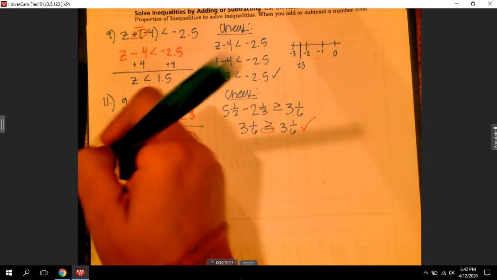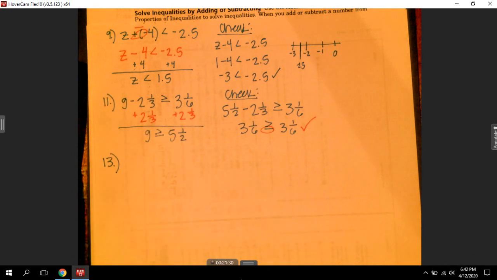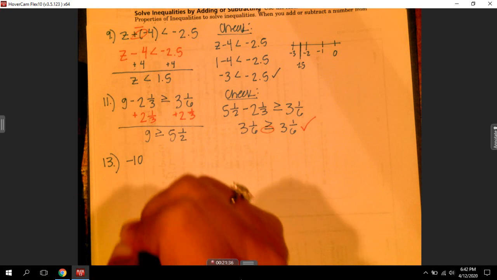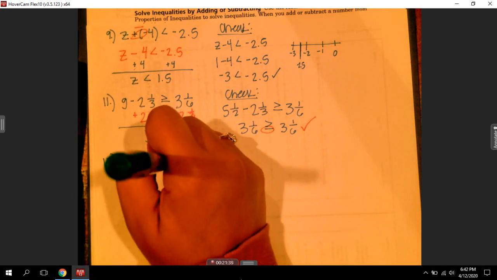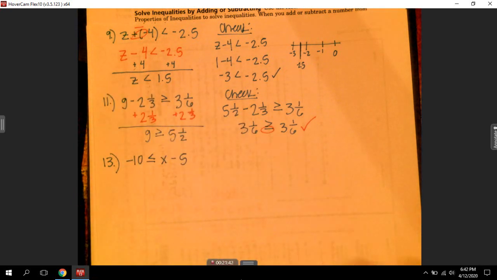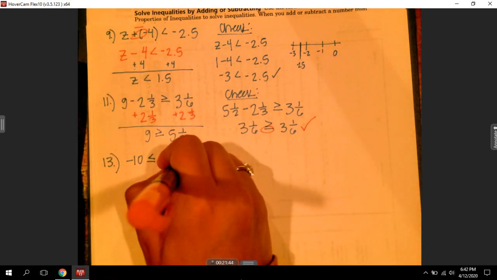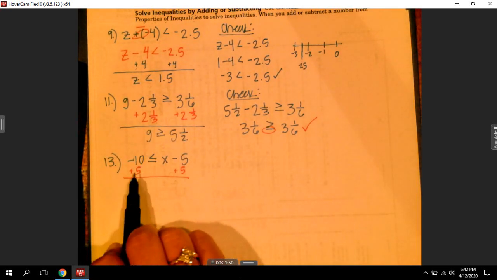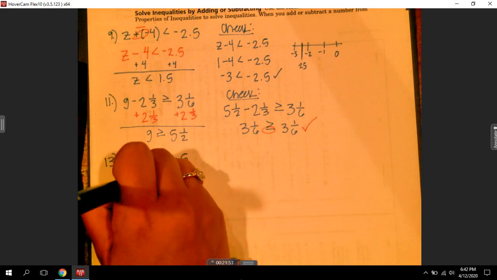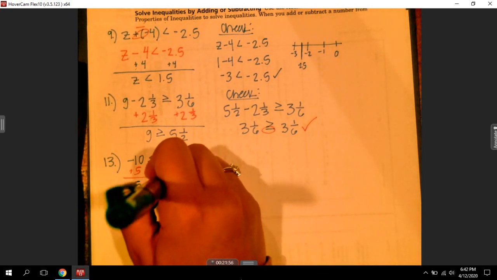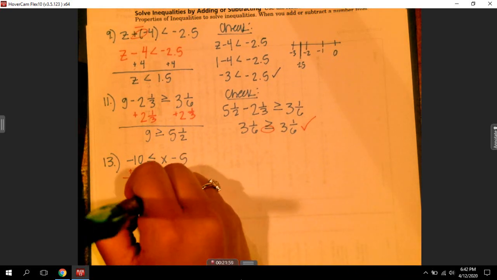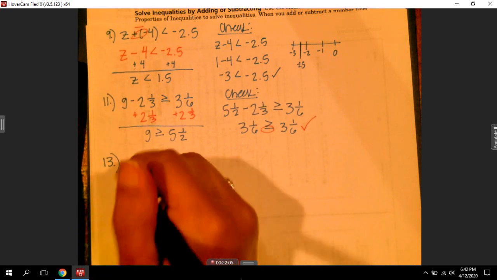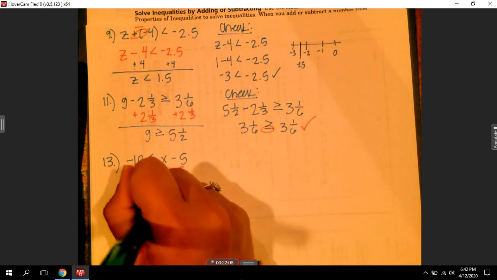All right. Number 13. We've got negative 10 is less than or equal to x minus 5. Okay. So to solve for x, that means I'm going to be adding 5 to both sides. So negative 10 plus 5 leaves me with just negative 5. Got negative 5 is less than or equal to x. And then if I want to switch it around to make it a little easier, that means it would be x, flip this around, so the opposite, which would be greater than or equal to negative 5.